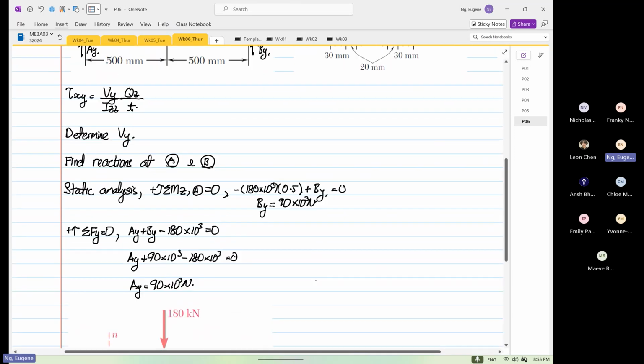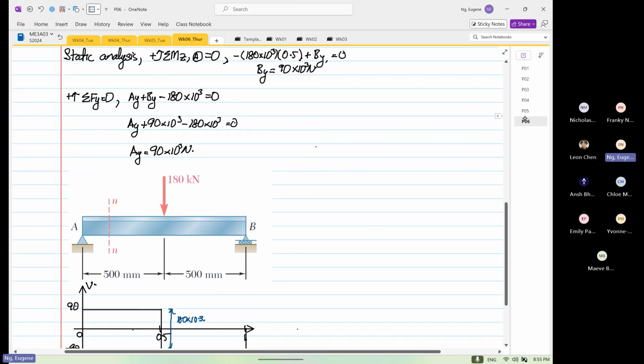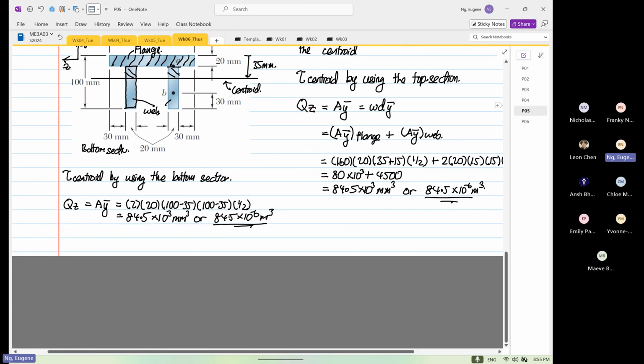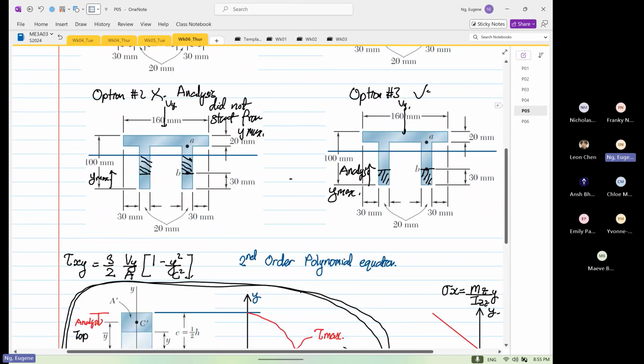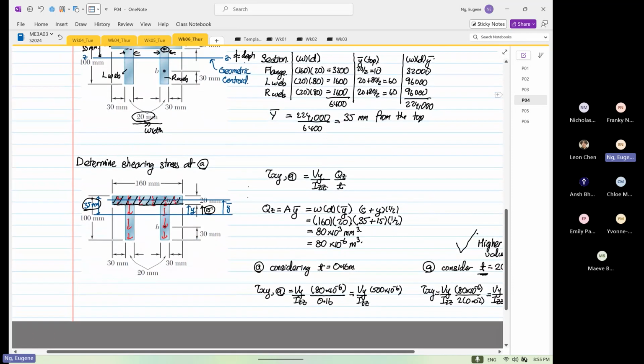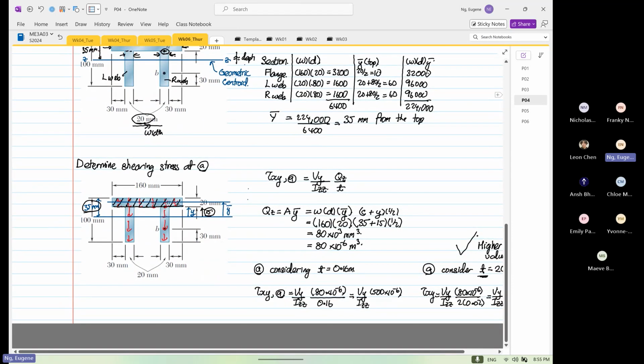So in order to find stresses at point A and point B, we already know our first moment of area already. We already found our first moment of area at point A, right? So it's a matter of just plugging in the formula. Again, today's learning objective is to determine the first moment of area, which is the most important thing. The second moment of area, all of you can do it very quickly by now.